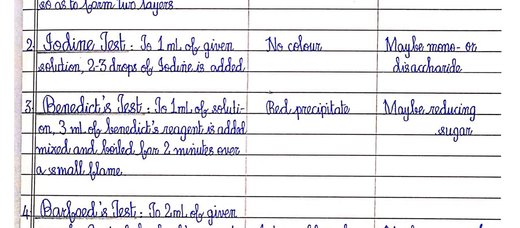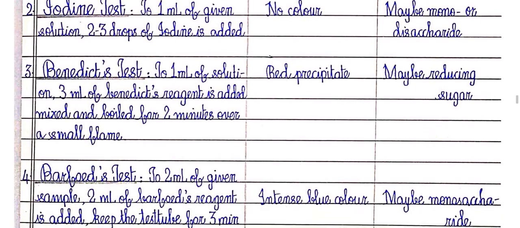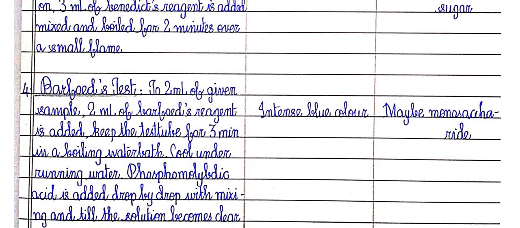Later we will be performing the Benedict test. To 1 ml of solution, 3 ml of Benedict's reagent is added, mixed and boiled for 2 minutes over a small flame. Red precipitate, maybe reducing sugar. Then Barfoed's test is performed.